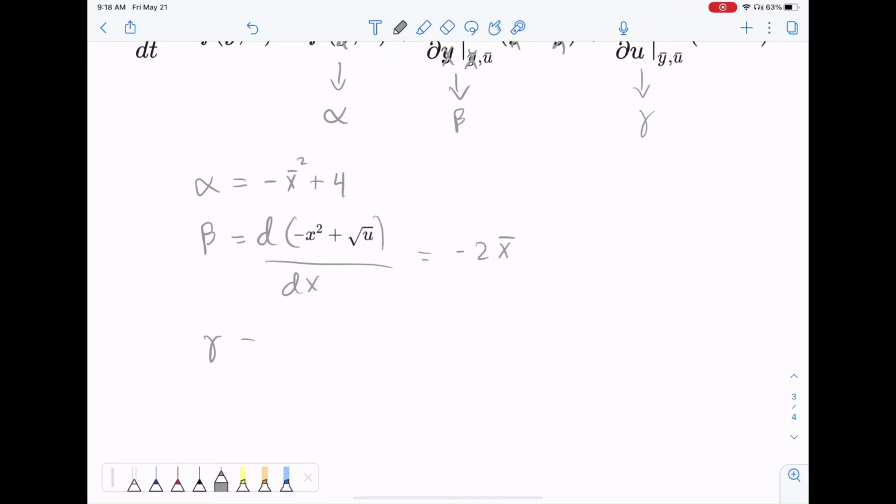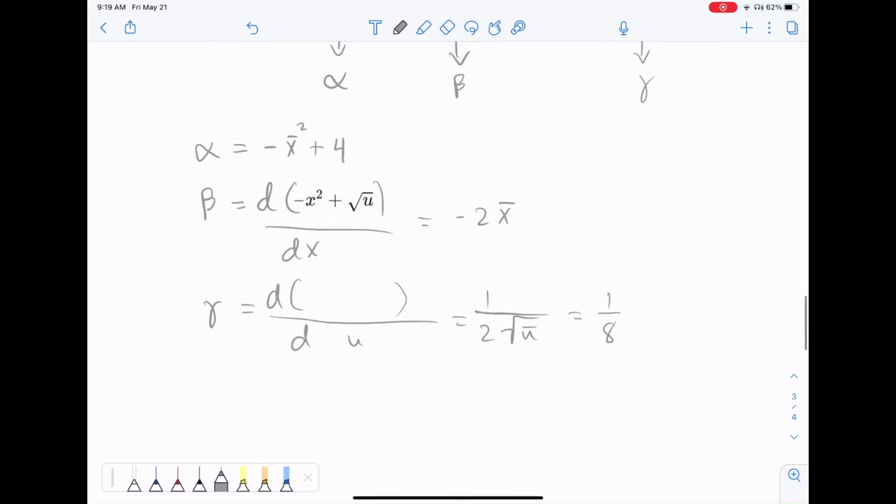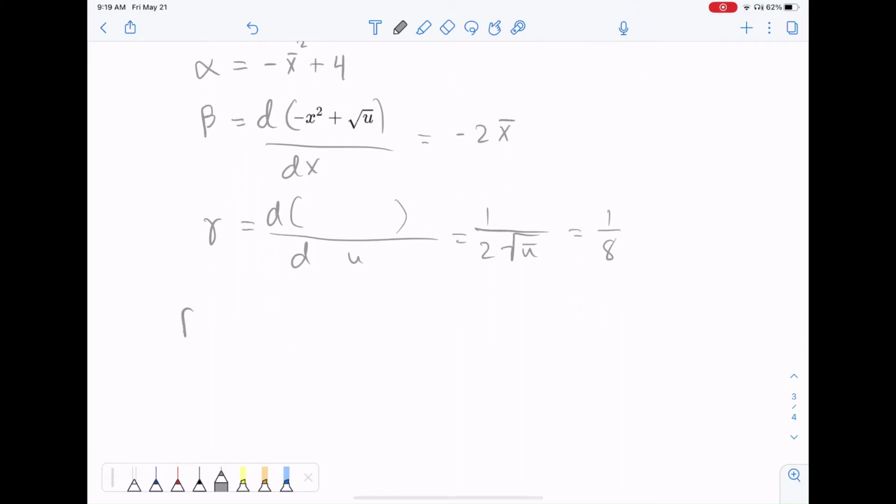Finally, we have gamma. The gamma is going to be similar. It's going to be the derivative of that quantity, except with respect to u. And so we're going to have the derivative of radical u, which is 1 over 2 radical u on the bottom. And we know that u bar is equal to 16. So we get a quantity of 1/8. If we plug this in then, we have our equation f of x and u is approximately negative x bar squared plus 4.